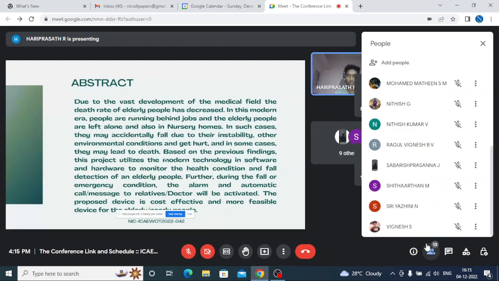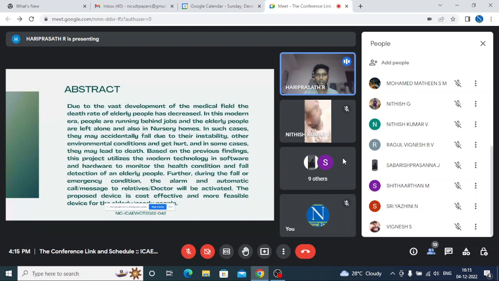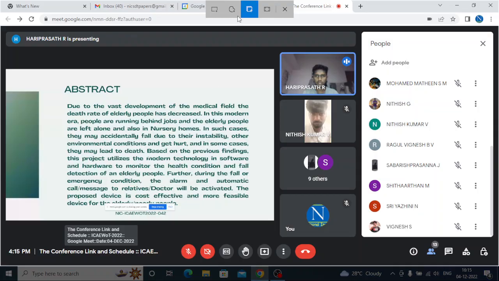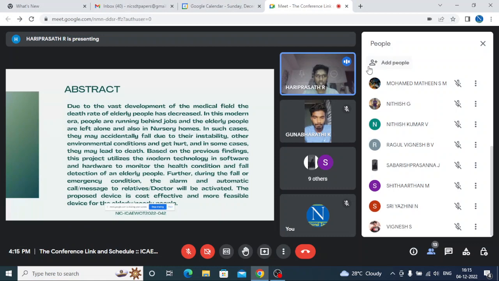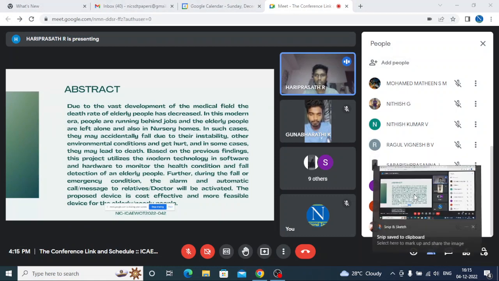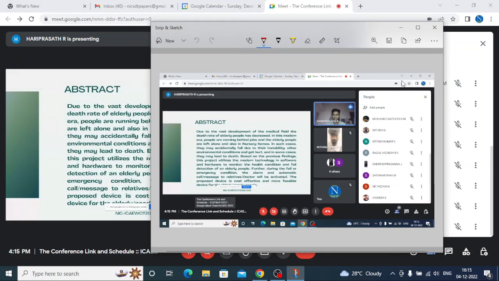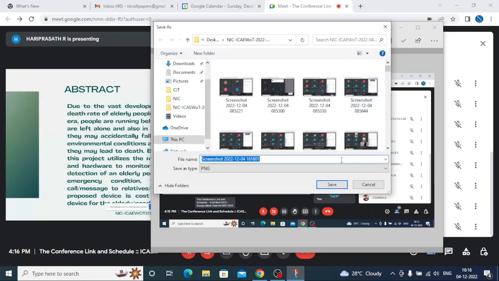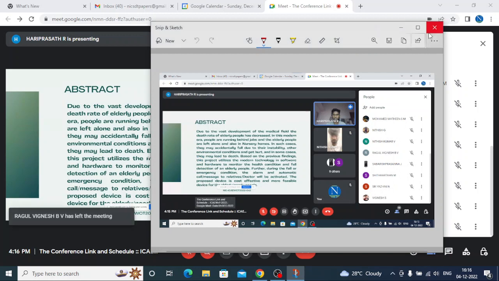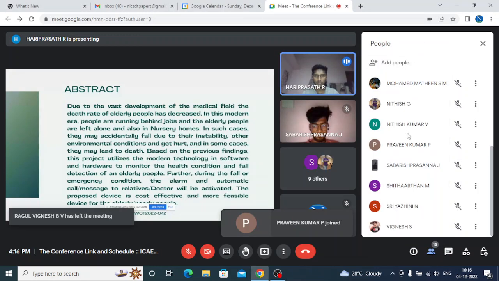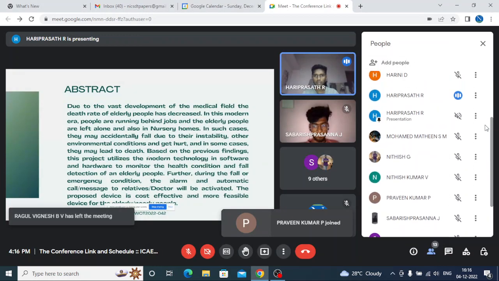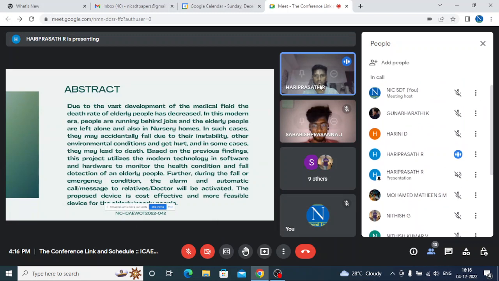Due to the vast development of the medical field, the death rate of the elderly people has decreased. In this modern era, people are running behind jobs, and the elderly people are often left alone in nursing homes and streets. In such cases, they may accidentally fall due to their instability and other environmental conditions and get hurt. In some cases, it may lead to death or bone fracture or severe injuries, and they have to live the rest of their lives in bed and in hospitals.